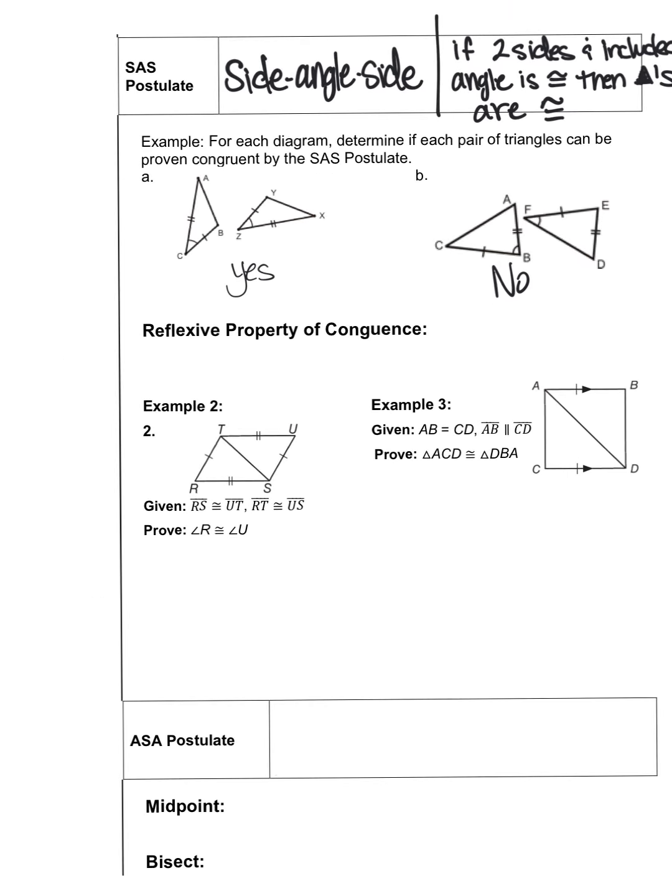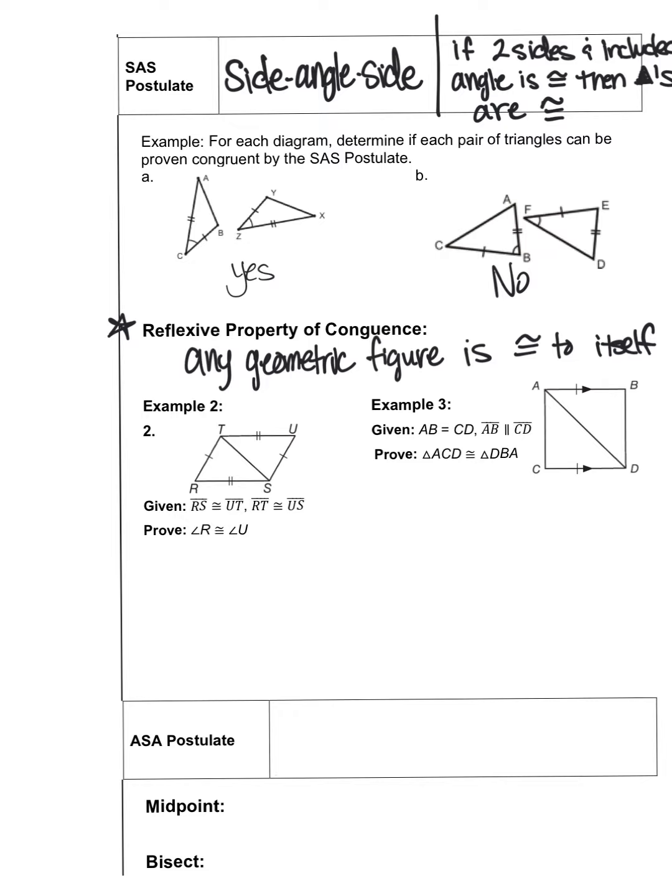From here, the reflexive property of congruence, all it tells us is any geometric figure is congruent to itself. Okay, so if I draw a star, you can see that that star is congruent to itself.